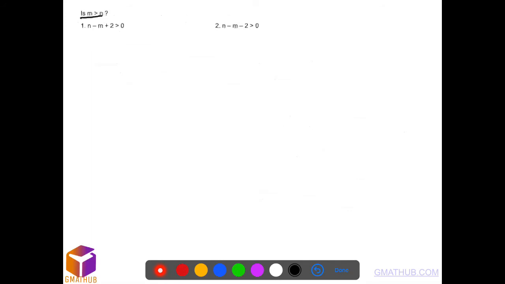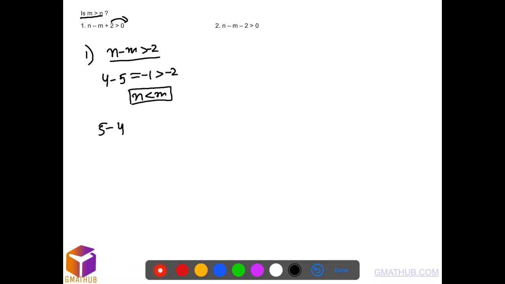Is N greater than M? First statement, N minus M is greater than negative 2. I mean, we just took 2 to this side, or we subtracted 2 from both the sides. So how should we take this thing is, let's take some numbers first, like 4 minus 5 is equal to minus 1, and that is greater than minus 2. So in this case, N is less than M, and it could be 5 minus 4 equal to 1 greater than minus 2. So 5 and 4 will also satisfy it, and in this case N is bigger than M. So this is not sufficient.